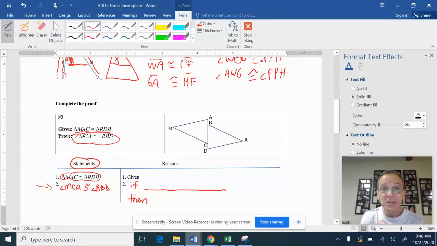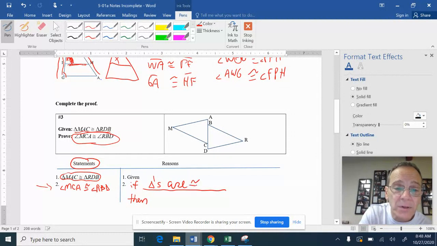Now remember, in the reasons column, we keep our reasons general. We don't name specific things. We just keep them general. This is saying triangle MAC specifically is congruent to triangle RDB specifically. In this reasons column, we just say if triangles generally. We don't name the triangles. We just say triangles in general. If triangles are congruent. Okay.